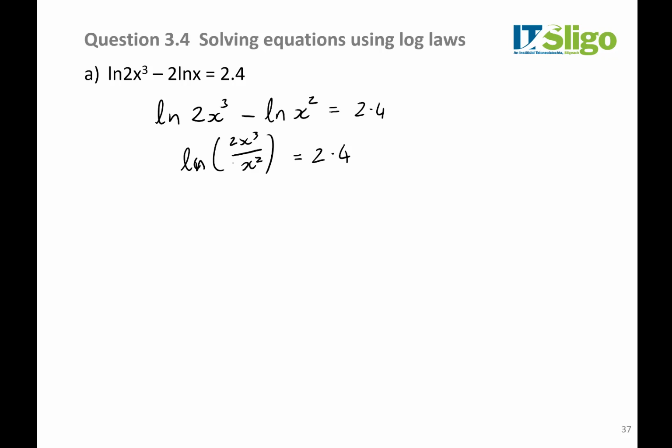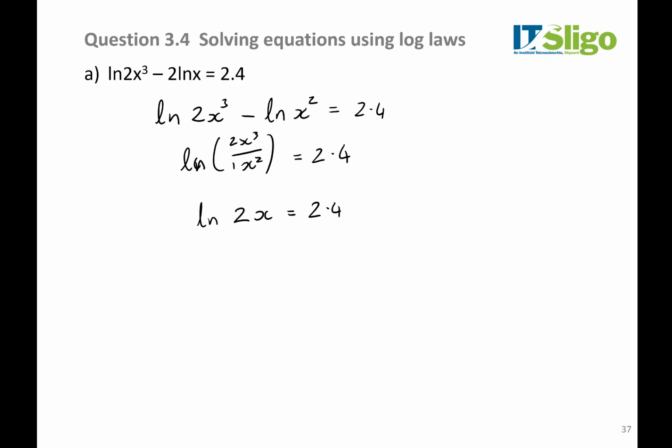And now numbers do what numbers do. This becomes the natural log. 2 divided by 1 is 2. X cubed divided by x squared is just x. And now we're into more familiar territory, like what we were looking at in the previous lecture.